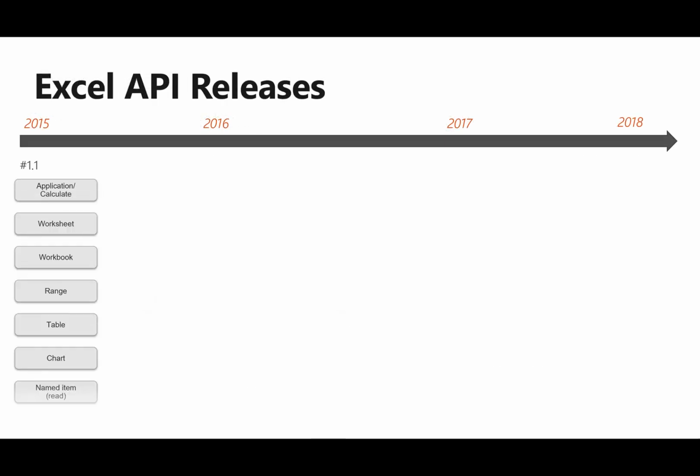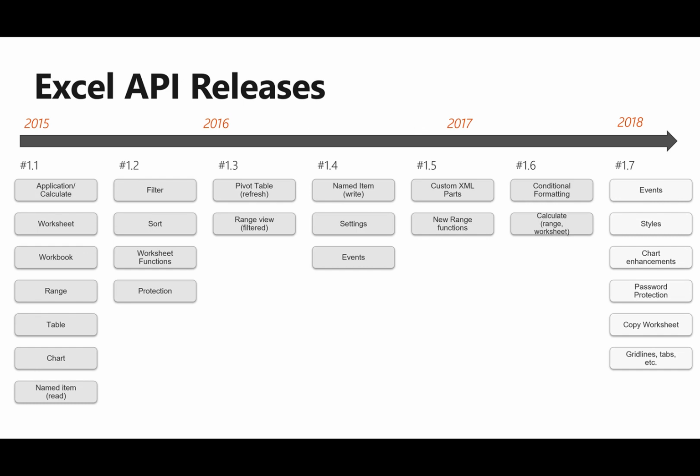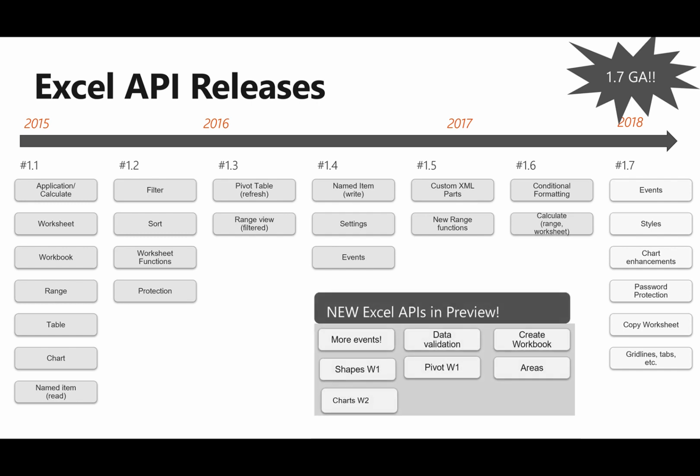So what's included in this API? It's a project that we've been doing since 2015. Since then, we have released 7 what we call requirement sets, or groups of functionalities. And the last one, which we are announcing today, is that 1.7 goes GA. We're going to see more details in a second of what's included there. And we also want to say that we have new APIs in preview that you can use today, and we encourage you to help us by using them and tell us what you think about it.